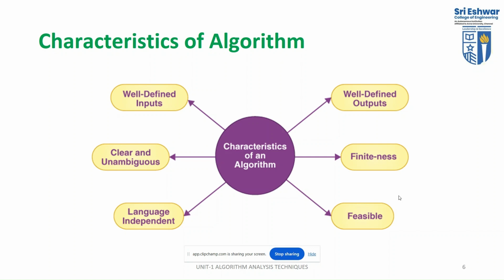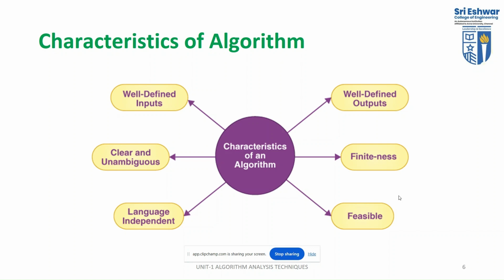Coming to the next characteristic, finiteness. The finiteness characteristic of an algorithm means that the algorithm must always terminate after a finite number of steps. In other words, an algorithm should not run indefinitely. It must halt after performing a specific number of operations and produce an output.